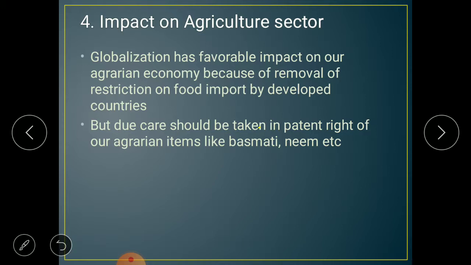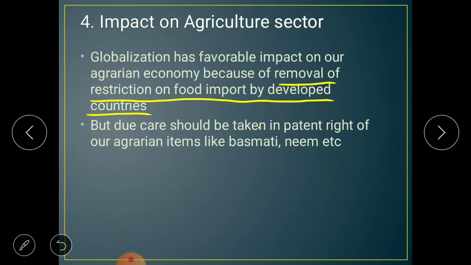So as it is an agrarian economy, can we find any benefit due to globalization? Yes. Why? Because of removal of restriction on food import by developed countries. See, if we talk about India, then there was no need to import food after the 1980s. I am not saying after independence. Though our economy is agrarian, we were importing food grains in India before the 1980s. But after the 1980s, you have heard about the green revolution, and due to that we are now fully self-reliant from the viewpoint of food grains. Whatever the need of India is, it is totally produced within India. There is no need to import food grains, so it is a good sign.